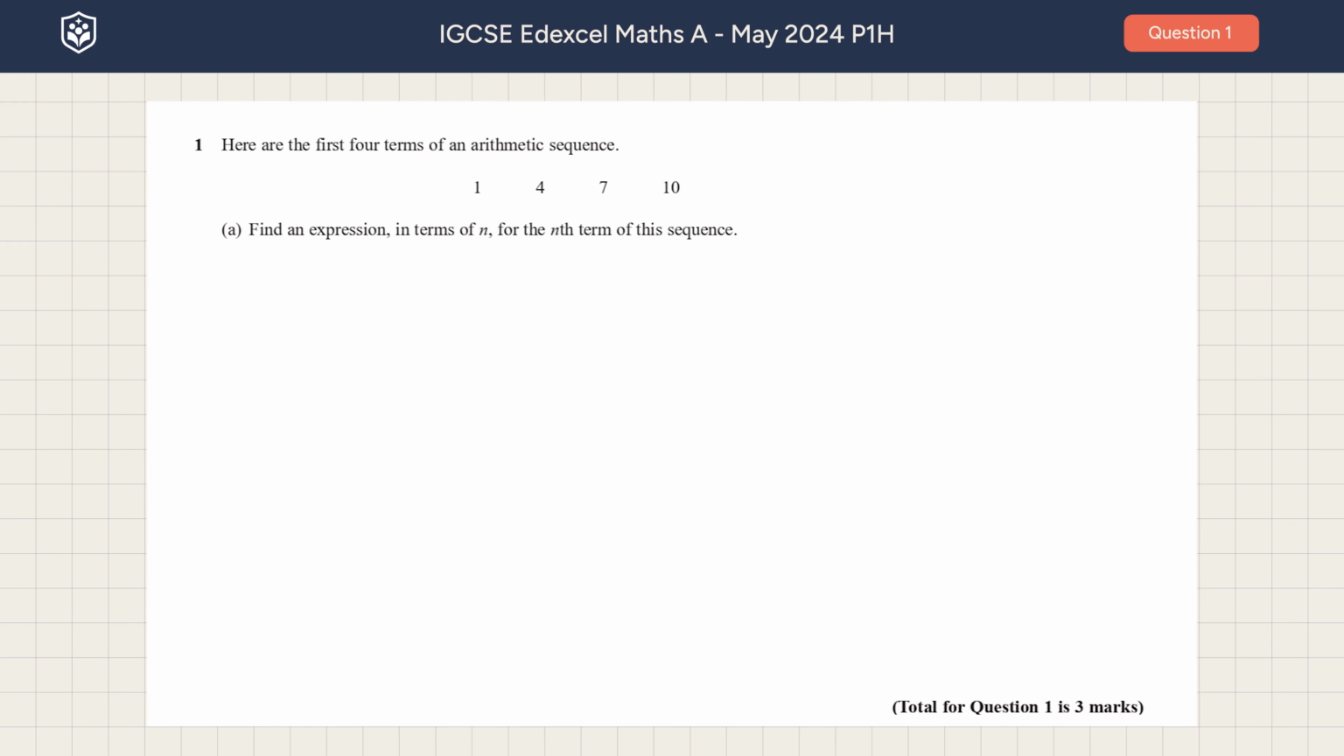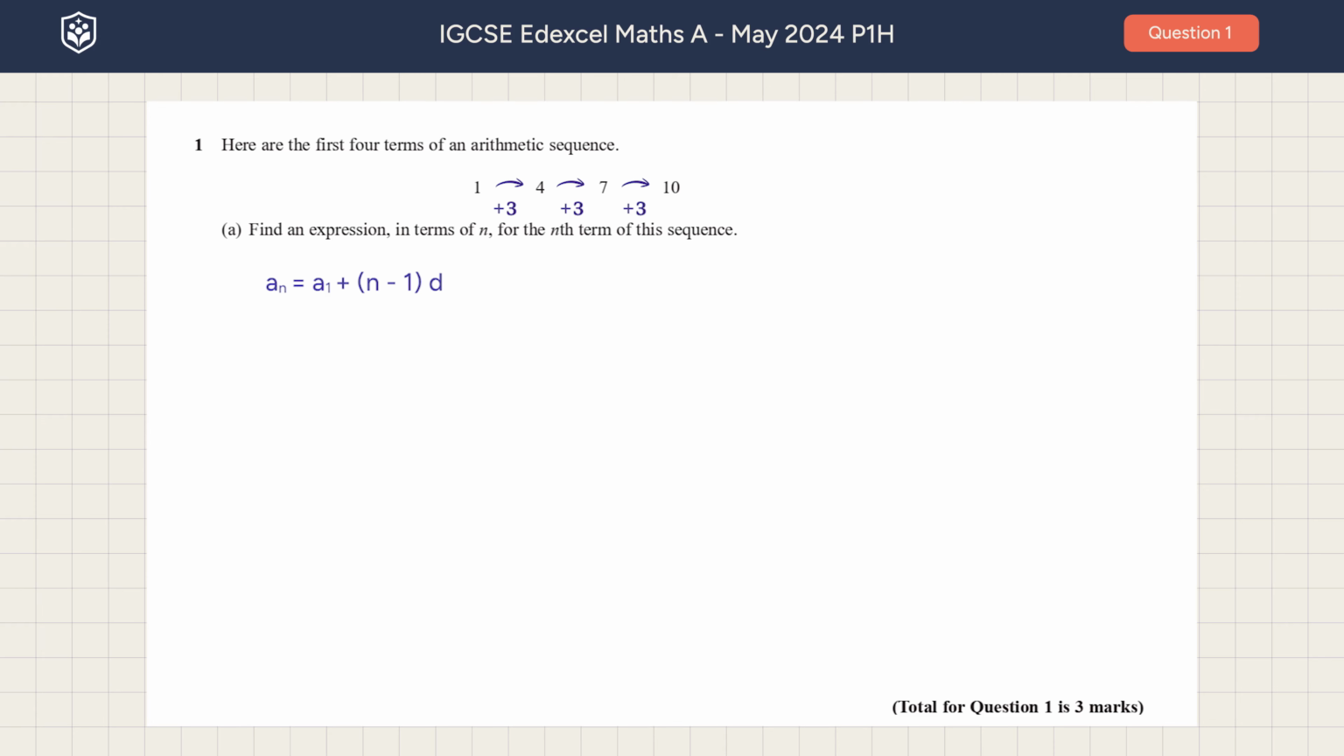To find this, we can use the nth term formula: a_n equals a_1 plus (n minus 1) times d. We first have to find the common difference of the sequence. Between 1 and 4, there is a difference of 3. Between 4 and 7, there is a difference of 3. Between 7 and 10, there is also a difference of 3. Therefore, the common difference is 3.